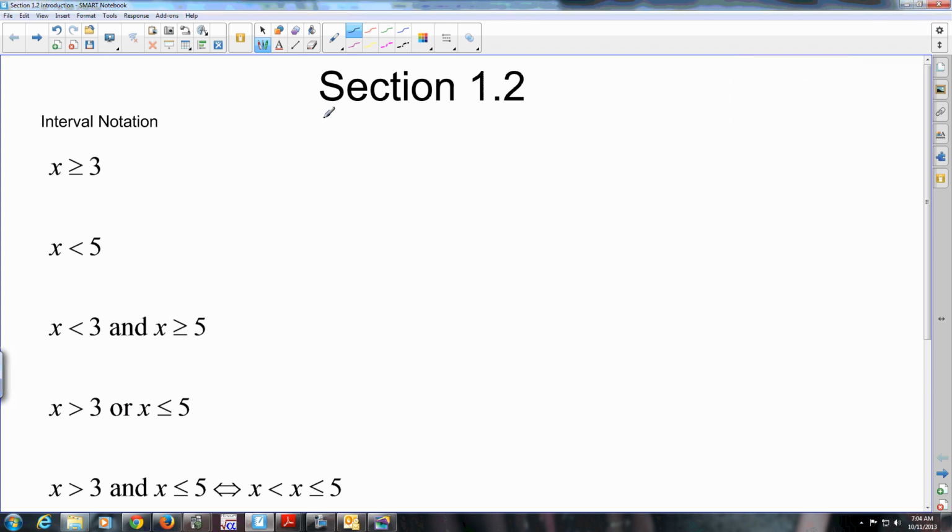Good morning, you guys. We're going to start section 1-2 for pre-calc. Wanted to make sure that you guys remember interval notation, okay?